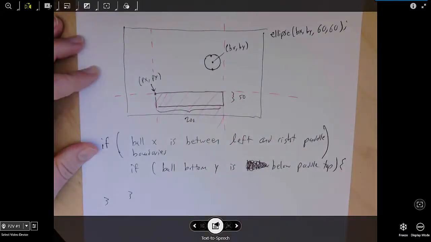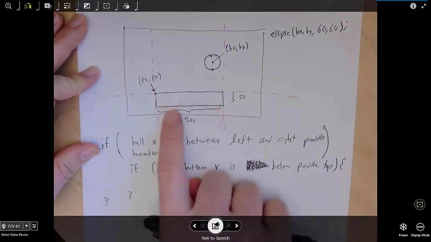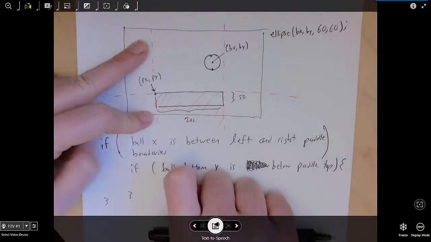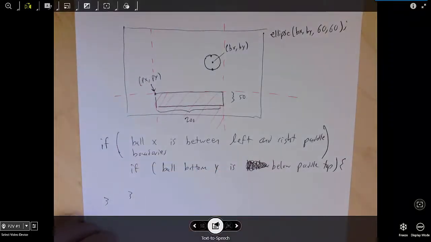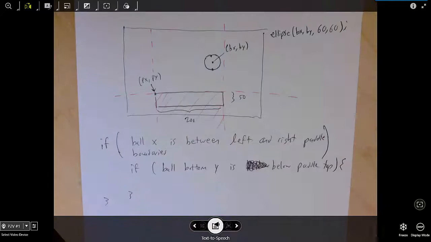Okay, what makes this a little bit trickier than last time is all of these things are moving. The ellipse is moving and the paddle is also moving. So the left-hand boundary isn't a number like 200. It's going to be a variable like px for paddle x. But that's the whole magic of algebra, is px is just a number. You don't have to know what number it is to treat it like a number.